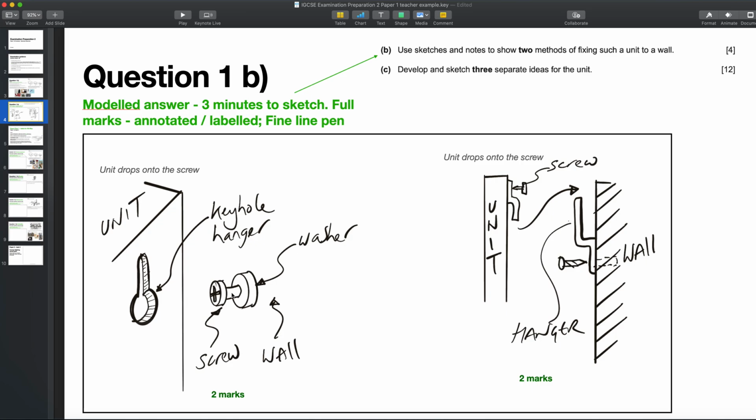Okay, and the screw head is left sticking out of the wall from the washer a little bit more. And so what happens is the head goes in here, and then you drop the unit down, which sits on the small part of the screw.